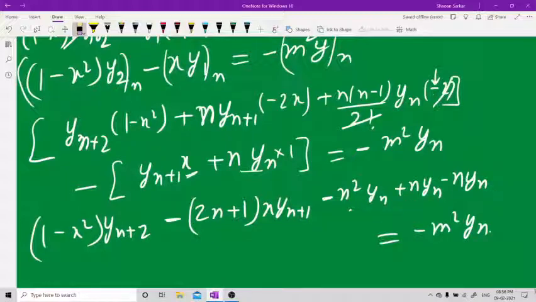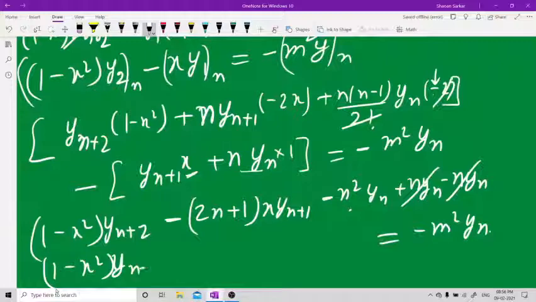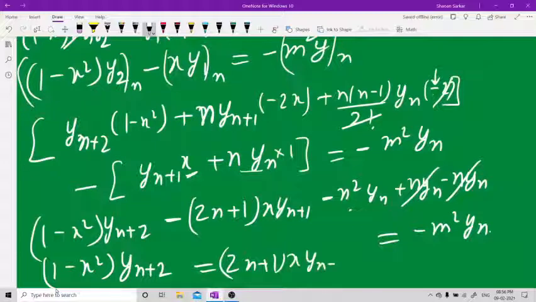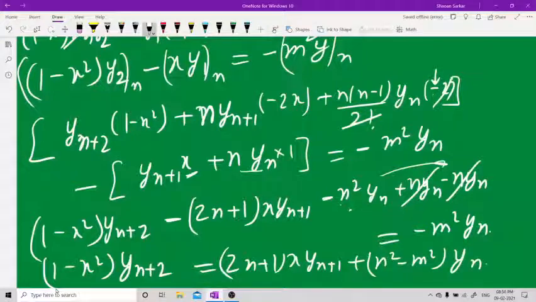Now let's write it down. See, this and this will cancel out. So what are you left with? 1 minus x square y(n+2). Now take it that side. This is 2n plus 1 x y(n+1). Now this and this will go this side, that will go this side. So this will become plus n square minus m square yn. This is what was asked.